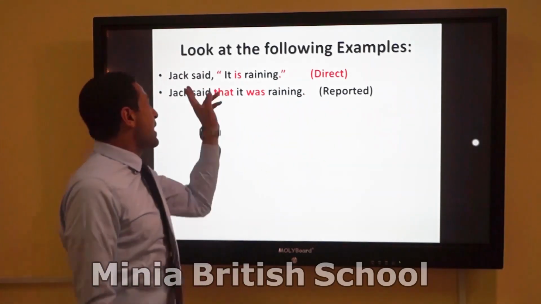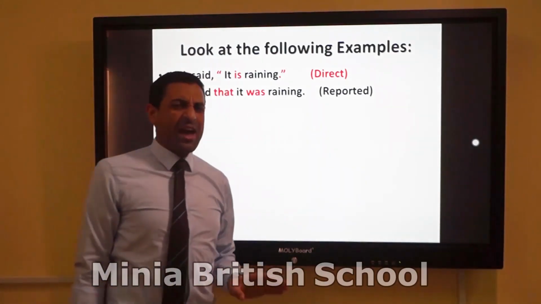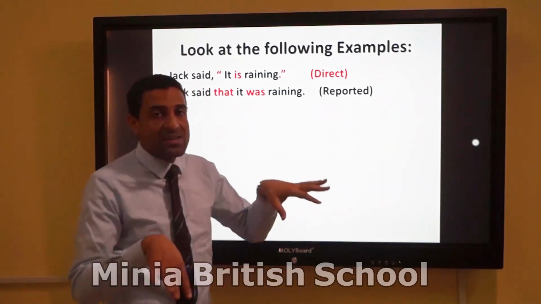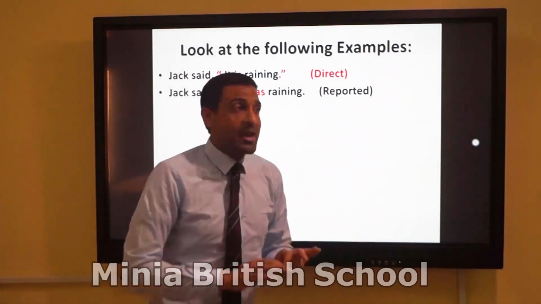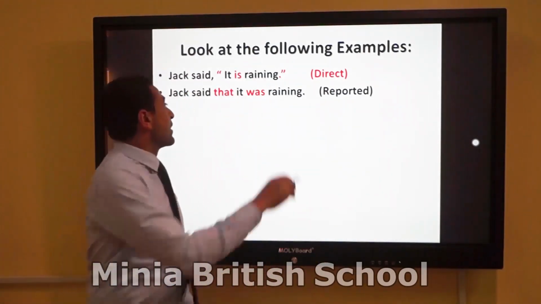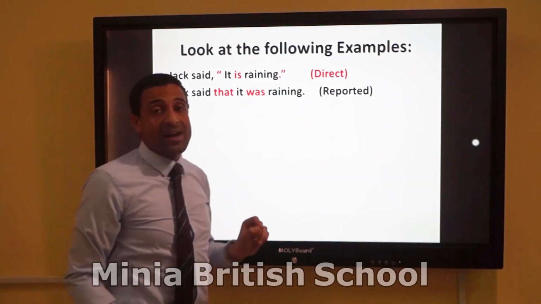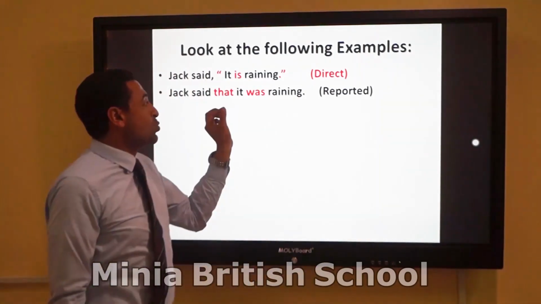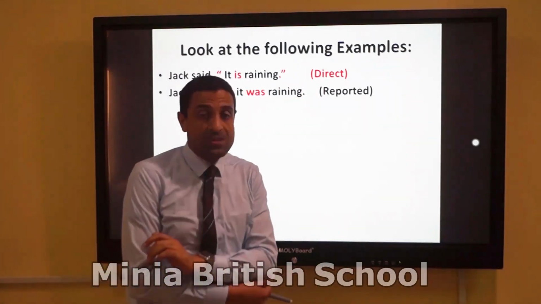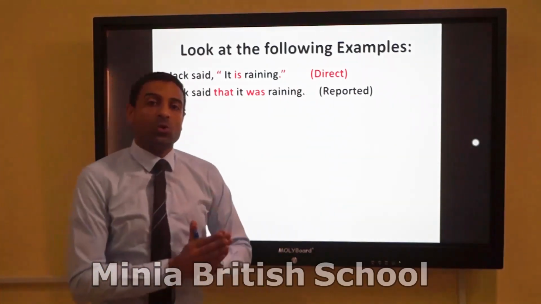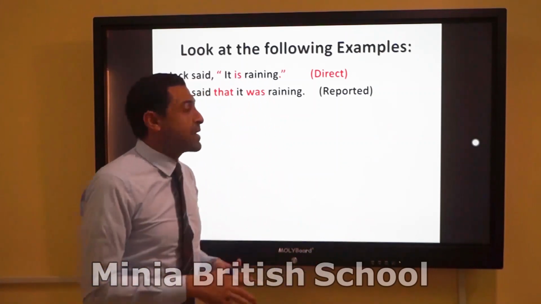The second thing: here I use the word said, then the word that. That can be used or not, it's okay. Look at the red words: is, I changed it to was. It was raining, and no more speech marks. Don't worry, we will talk about how we can change tenses from direct speech to reported speech.